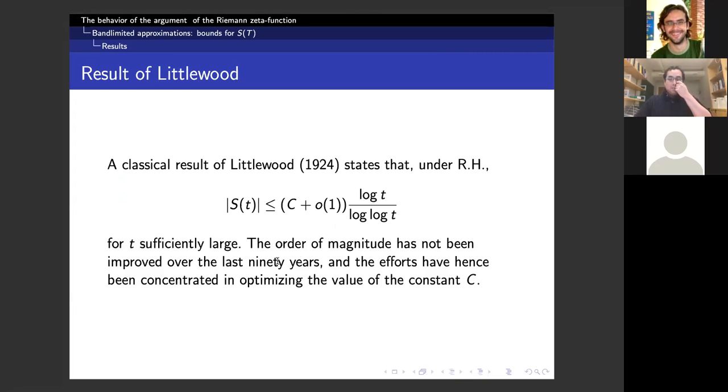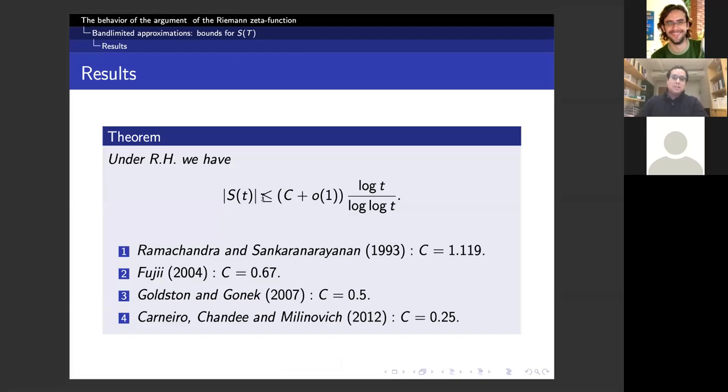So a classic result of Littlewood in 1924 states that, assuming the Riemann hypothesis, S(t) is bounded in this form. This bound is a constant plus an error term going to 0, multiplied by log t over log log t. The idea now is to optimize the value of the constant here, to put a good C in this part. So we have some results related with this. This is the inequality given by Littlewood.